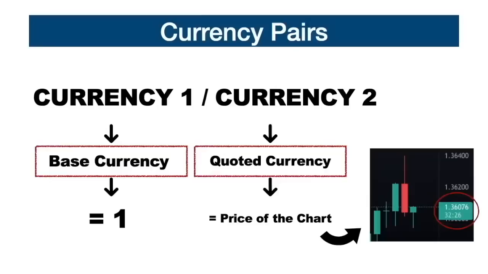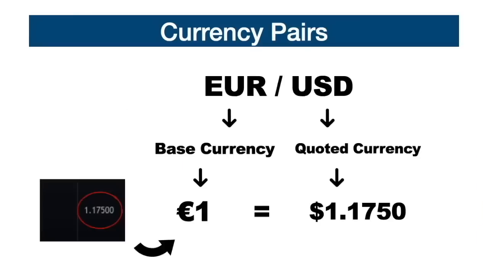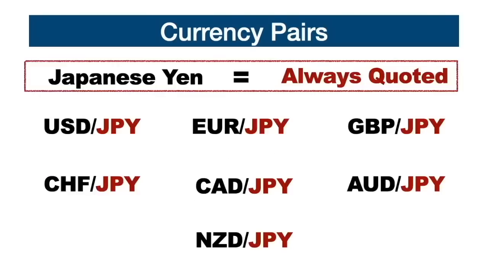In the Forex market, currencies are traded in the form of pairs. In a pair, the first one represents the base currency, while the second one represents the quoted currency. The base currency always equals 1, while the value of the quoted currency is always equal to the price found on the chart. Let's take as an example the currency pair euro-US dollar at the price of 1.1750. The euro is the base currency, while the dollar is the quoted currency. If the price on the chart is 1.1750, it means that 1 euro will cost $1.1750. The Japanese yen is the only currency that is always quoted.